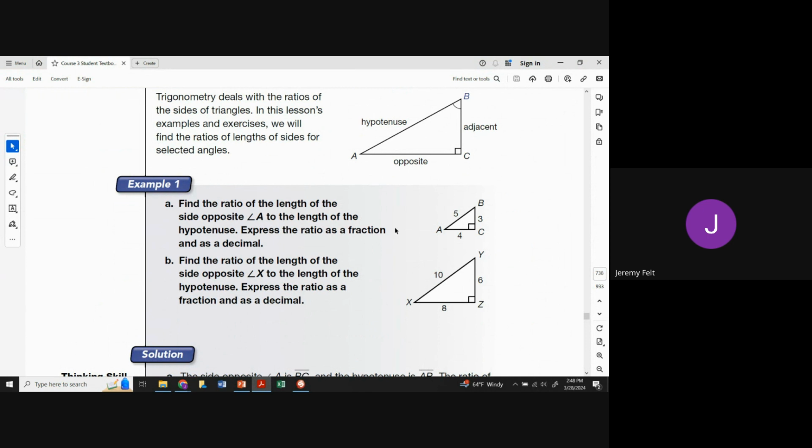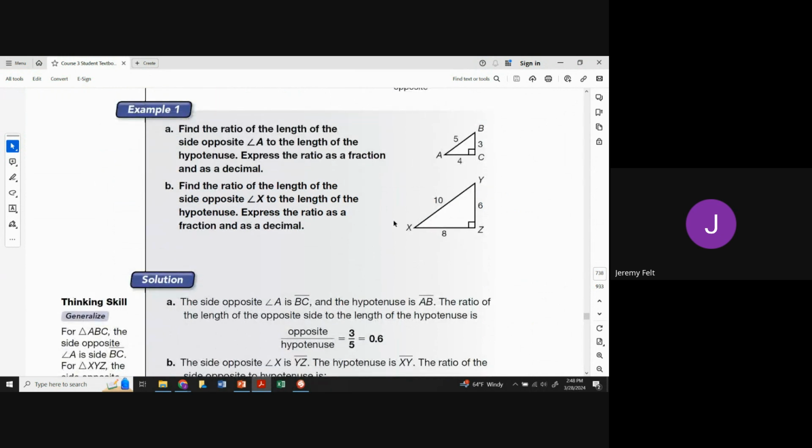Opposite from angle A would be BC, which is 3. Adjacent would be 4, and the hypotenuse would be 5. If we want to express that as a fraction, the opposite over the hypotenuse is 3 over 5, or 3 divided by 5, which ends up being 0.6.